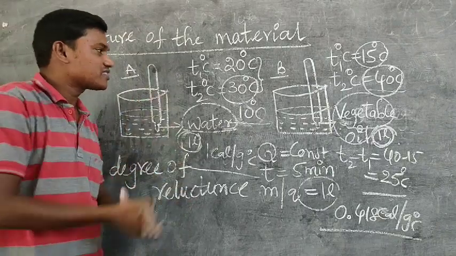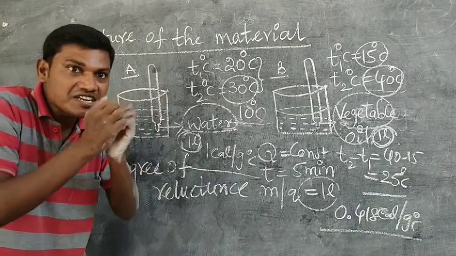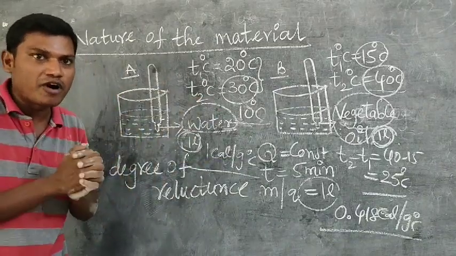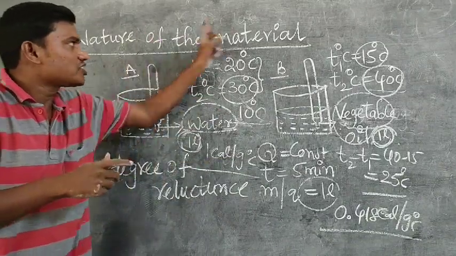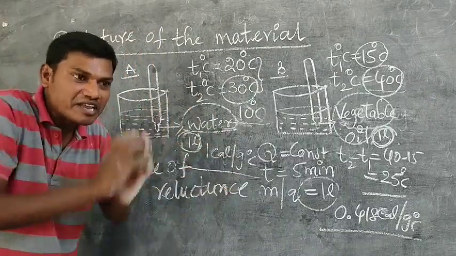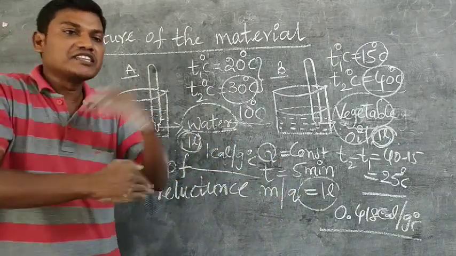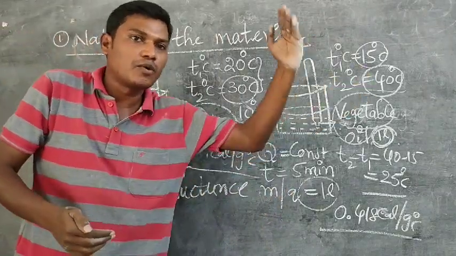So what we finally understand from this activity is that the amount of heat energy absorbed by a body depends upon the nature of the material. That is, every material or substance does not absorb the same amount of heat energy. It depends upon their nature only.